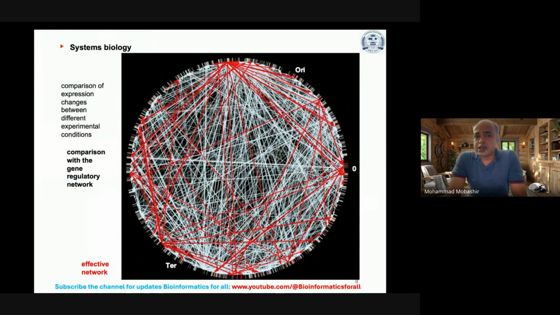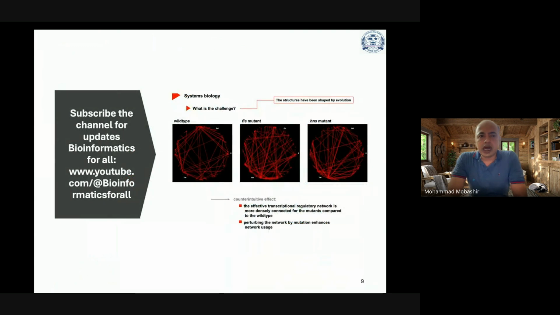Now, comparison of expression changes between different experimental conditions, and then comparison with the gene regulatory networks. You can try to understand with the experimental data available, or data you are going to generate, and then build the theoretical gene regulatory network, and finally go for the effective networks, which you can see in red color here. Now, the challenges could be, for example, the wild type network, where there is no mutation, no perturbation. Then the mutated network is here. Then another mutant network is here.